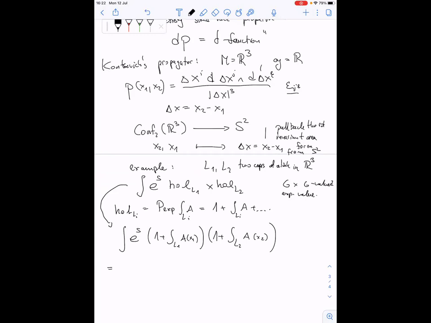So now we want to look at a term where there are two a's, because we need to connect two a's by the propagator. So let's look at such a term. This will be an integral e to s ax1 ax2, and I swap the order of the integration.